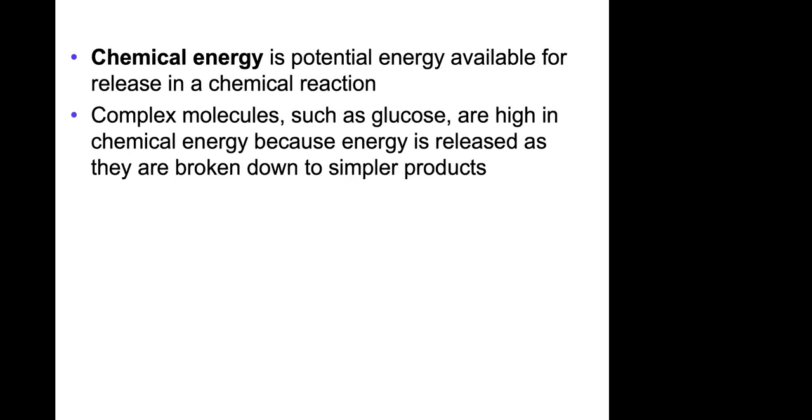So chemical energy is potential energy available for release in a chemical reaction. Going back to our example of glucose, glucose molecules are high in chemical energy because energy is released as they are broken down into simpler products. When we go through a catabolic reaction of glucose, we are releasing the chemical energy, the potential energy within the glucose molecule, to be used by another component of the cell.